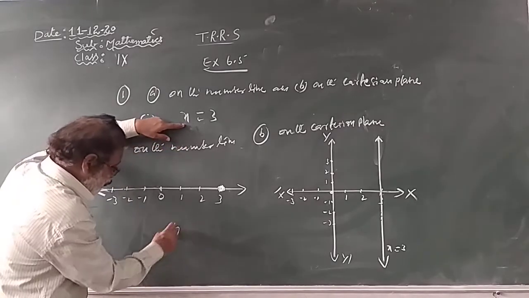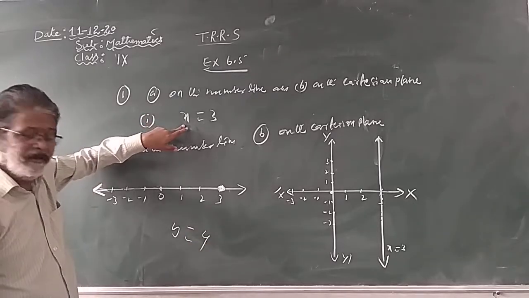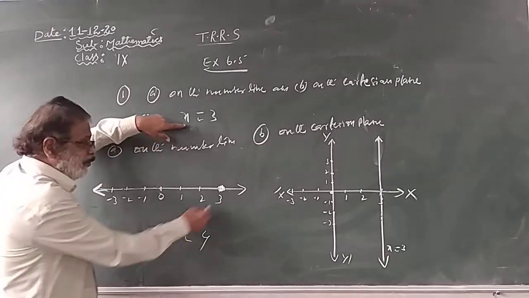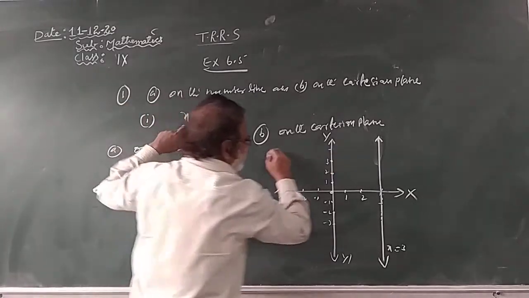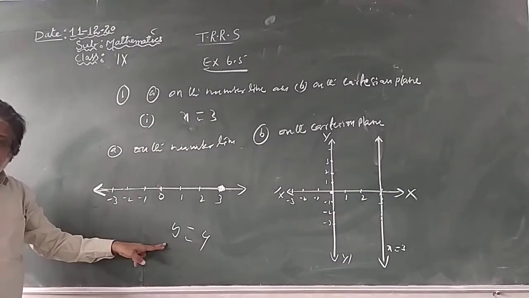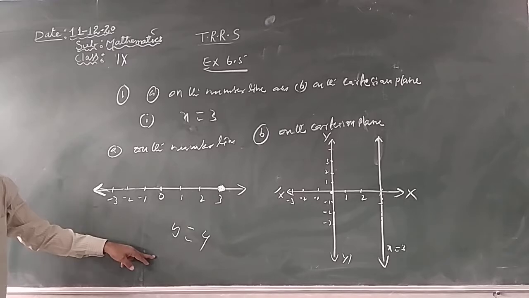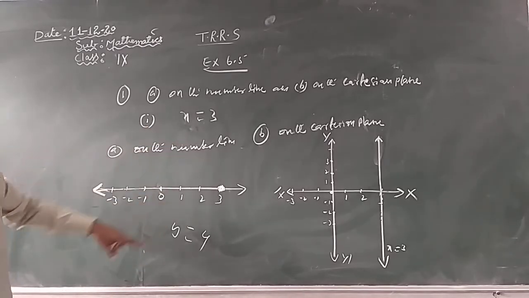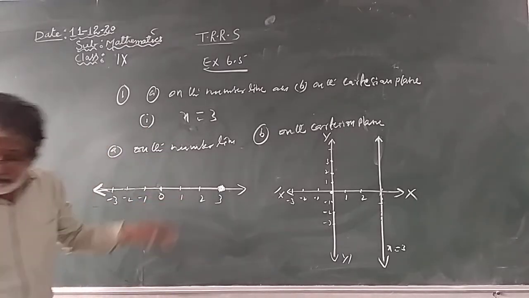For example, y equal to 4 is given. The line passing through y equal to 4 looks like this. It is parallel to the x-axis because it is involved in y. When it is involved in y, it is parallel to the x-axis. Involved in x, it is parallel to the y-axis. I hope you clearly understand, children.